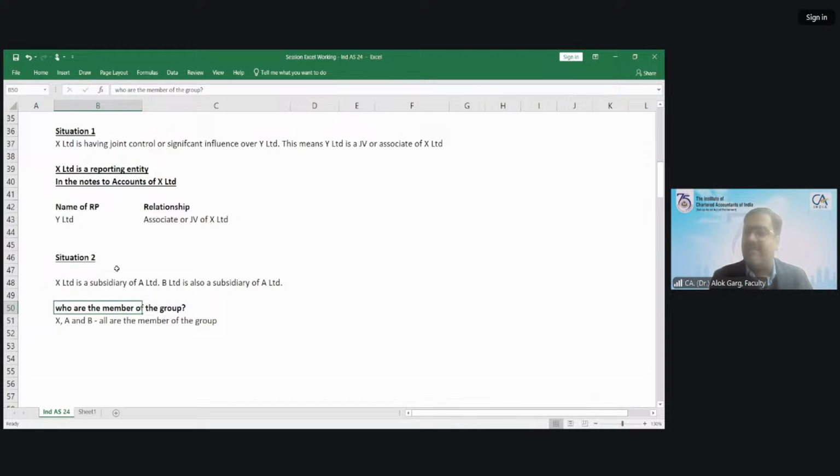So X and A are members of the group. A and B are members of the group. X and B are also members of the group. In this case, A is a parent of X and B. And X and B are subsidiaries of A. Between themselves, they are fellow subsidiaries. They are siblings, right?